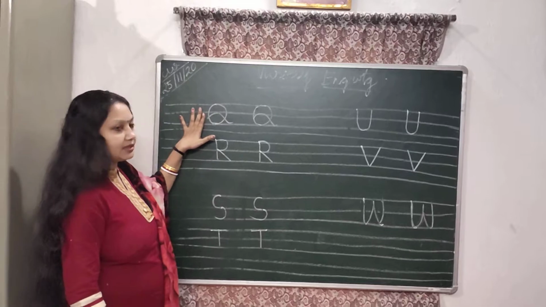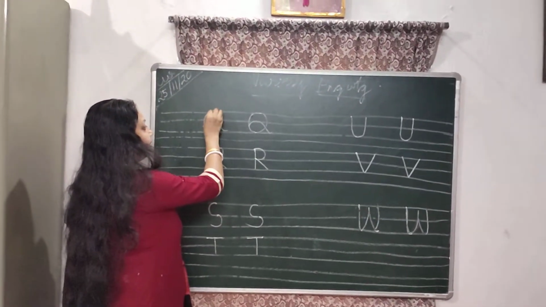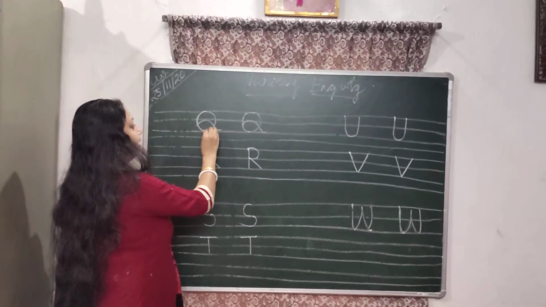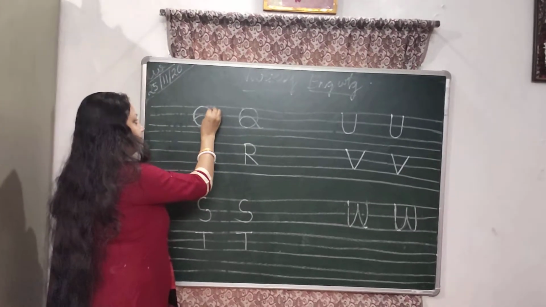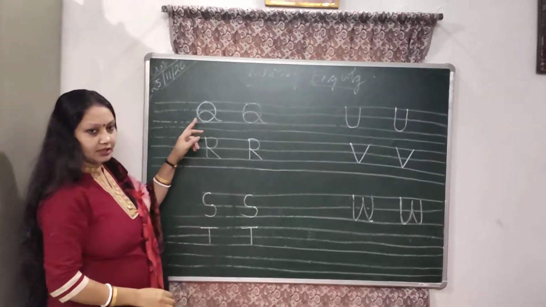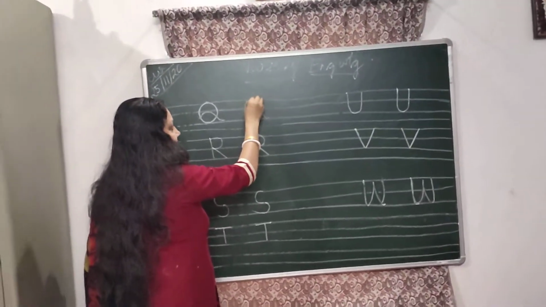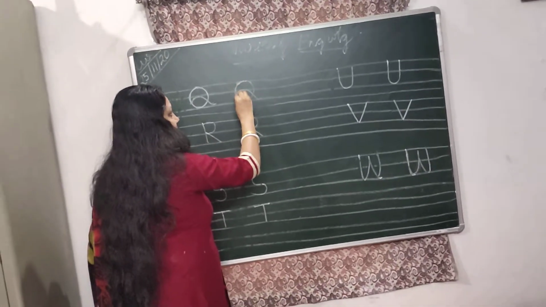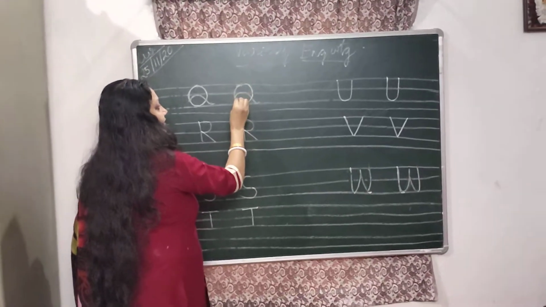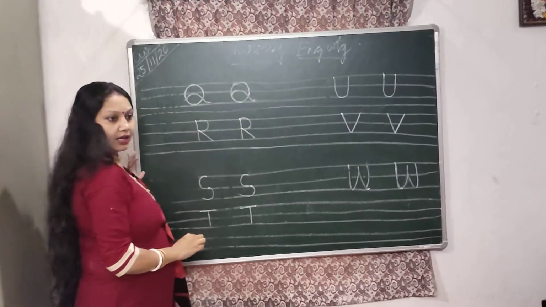So this is capital letter Q. Children, all of you look at the board. Start from the first line, then come down to the third line, then again go up to the first line and then give a curve. So this is your capital letter Q. Once again I show you. Start with the first line, come down to the third line, again go up to the first line, make it a circle and again give a curve. This is your capital letter Q.